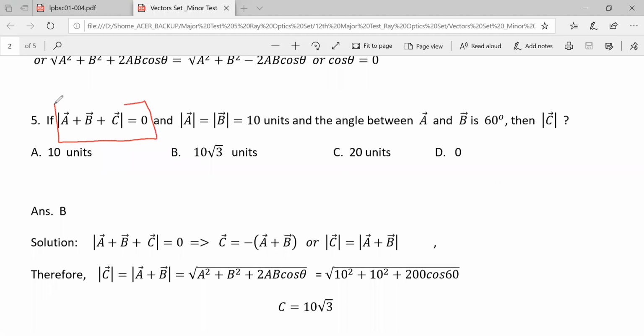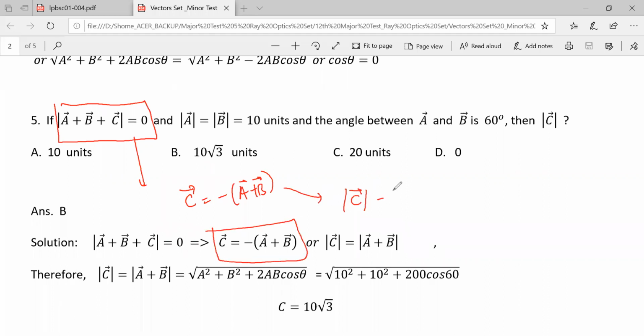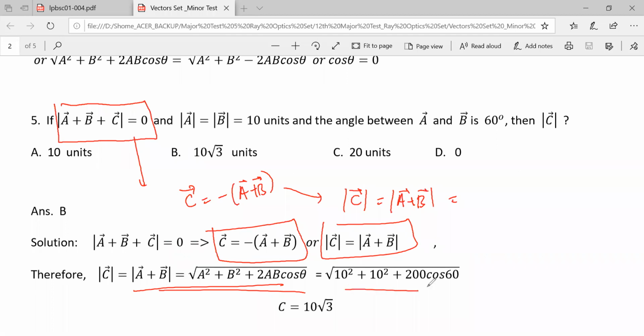This condition a plus b plus c is equal to 0. It means that c is minus of a plus b. So it means that magnitude of c is magnitude of a plus b. Okay. So then that is just by the triangle law formula. So fifth question is clear, I hope.